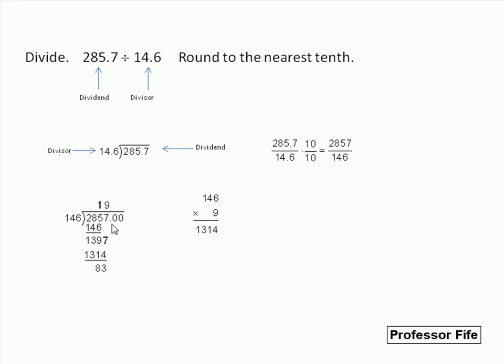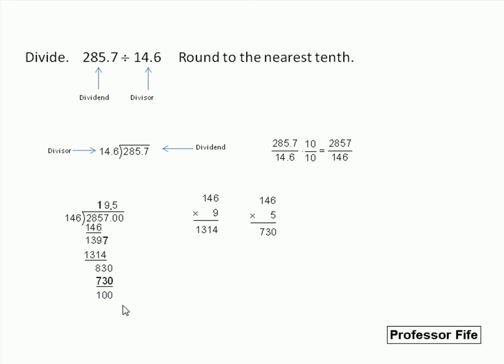The next thing I see is the decimal point. That decimal point comes up. And the next digit, 0, comes down. So now I have 830 divided by 146. So if I do 146 times 5, that gives me 730. That's good. So the 5 comes up here. And 5 times 146 is 730. 730 lines up under the 830. When you subtract, you get 100.